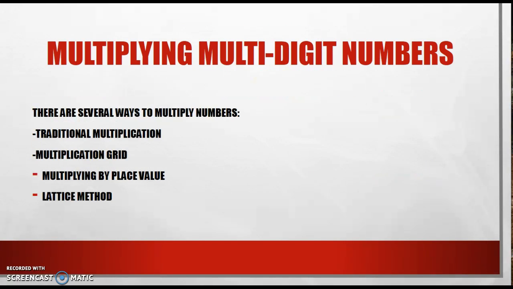So the first thing we're going to look at is multiplying multi-digit numbers. There are some different strategies that we're going to talk about. You can use any one that you would like. They'll all end up coming up with the same product. We're going to look at the traditional multiplication, the way that most of us have learned how to multiply, how to use a multiplication grid, multiplying by place values or the value of the digits, and the lattice method.